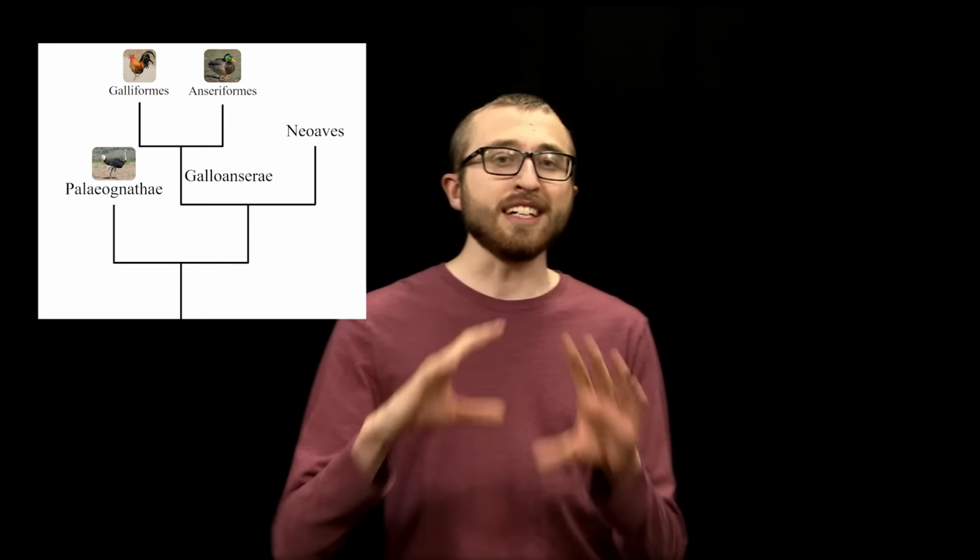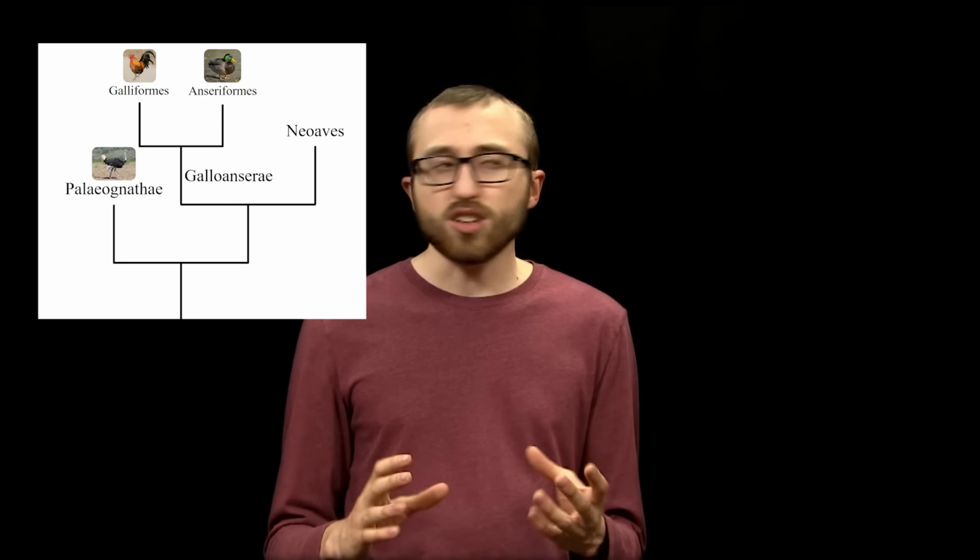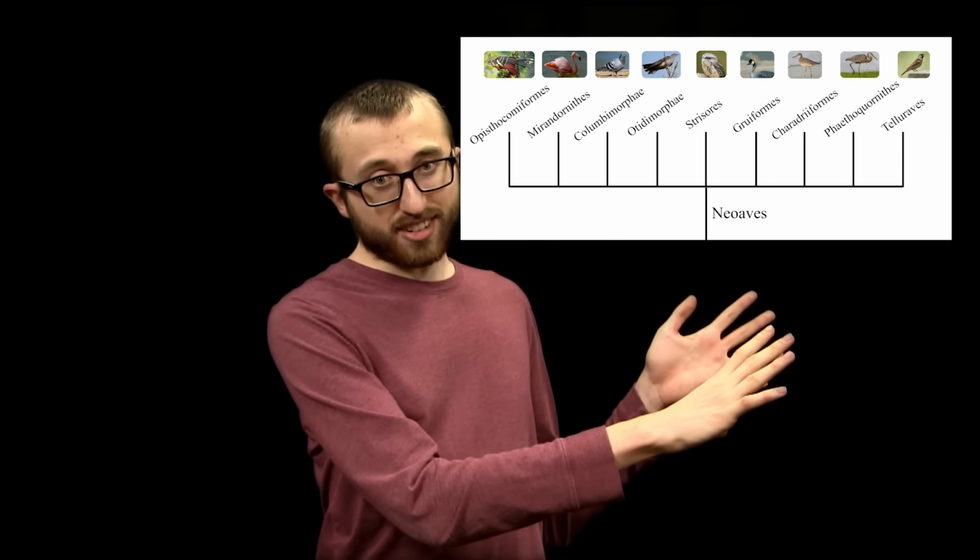But now we get to a very interesting spot in the phylogeny, and that is the Neoaves. The Neoaves are all the rest of birds. And so the Neoave group contains like 10,000 species. If you couldn't guess by the fact that the Galloanseres split off before the extinction of the dinosaurs, the Neoaves also split off before the extinction of the dinosaurs. Only, after the dinosaurs went extinct, they exploded in diversity in something called an evolutionary radiation.